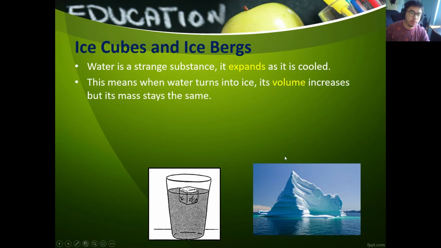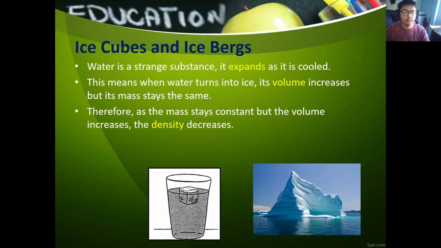This means that when water turns into ice, its volume increases, but its mass stays the same. Therefore, as the mass stays constant, but the volume increases, the density decreases. So if you remember, density is equal to mass over volume. Now for ice, its volume is increasing while the mass stays the same. So what's going to happen to the density?